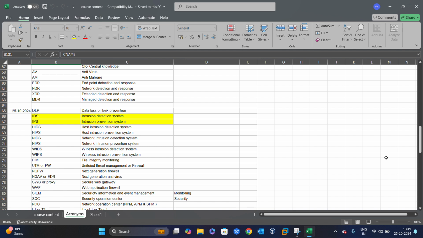So next one is UTM, or firewall. UTM is Unified Threat Management. Unified means a single console. It will take care of every feature from the attacker point of view. Threat management: when threats occur, it will manage all those threats, and along with that, it will do prevention as well as blocking. So UTM is called a firewall. UTM or FW in short, firewall.